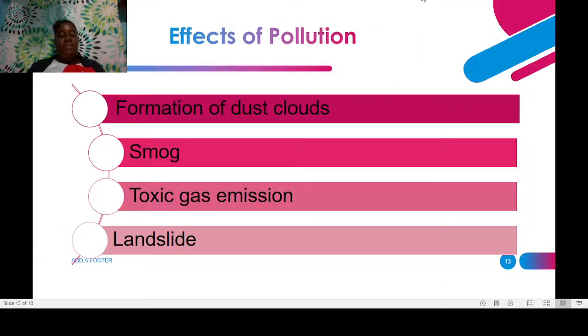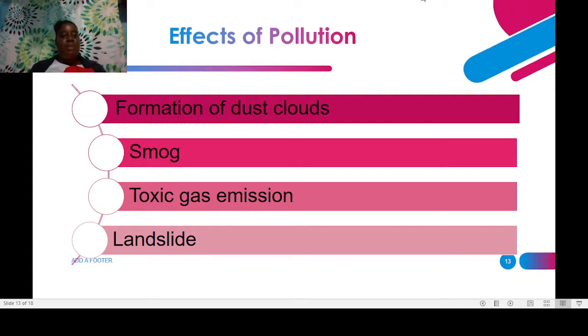Some effects of pollution is the formation of dust clouds. Now, for those who live at the roadside, when the place is extremely dry and vehicles are running on the road, do you see little clouds forming? Yes, that is an effect of pollution. The vehicles are causing the dust on the road to pick up into the atmosphere in the form of clouds.